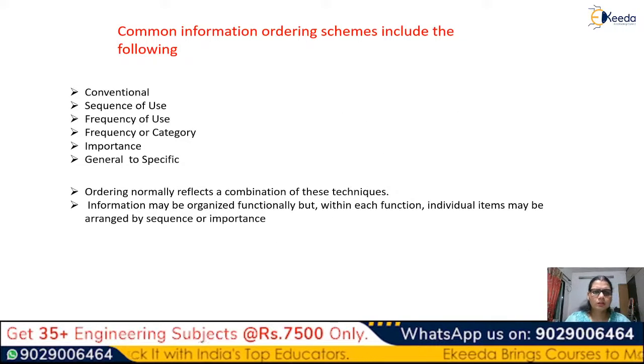Then common information ordering schemes include the following: conventional use, sequence of use, frequency of use, functional importance, general to specific. Ordering normally reflects a combination of these techniques. So information may be organized functionally, but within each function, individual items may be arranged by sequence or importance.